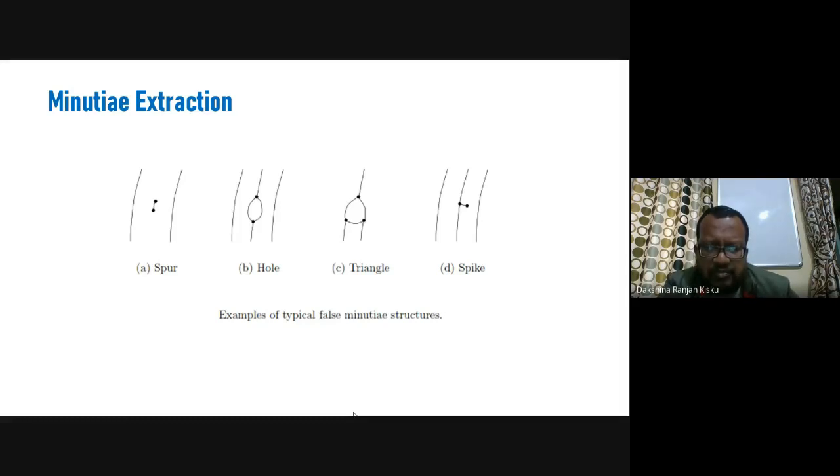If we study the properties of these false minutiae structures, then we need to study their geometric properties. What are the geometries involved in these structures? Then only can we identify them. Identification of these false minutiae structures can only be done through the scanning process. If we scan over the skeleton image, then only can we obtain this type of structure. Whenever we obtain such structures, we simply discard or remove these points. So before minutiae extraction or during minutiae extraction, we can obtain this type of structure.